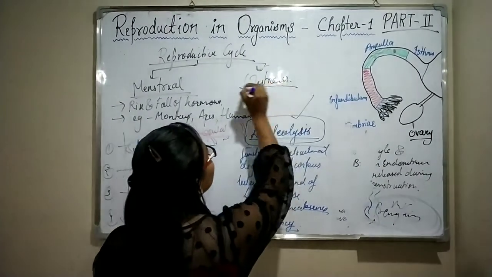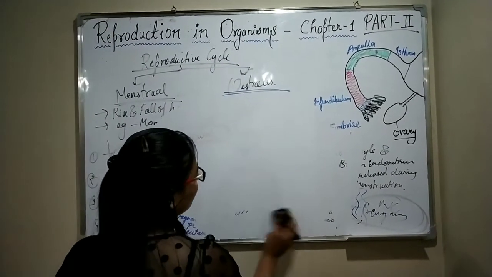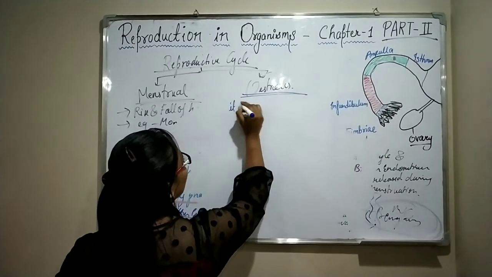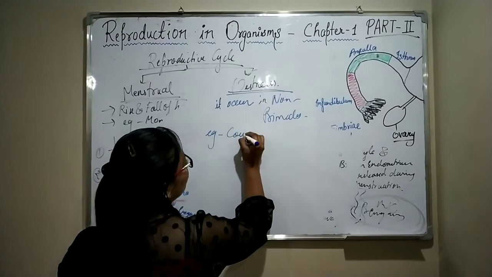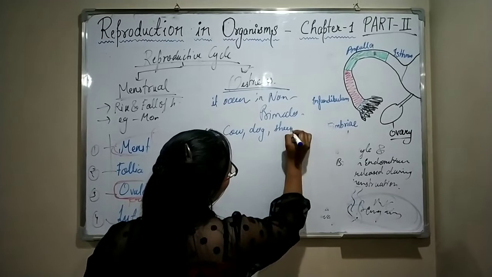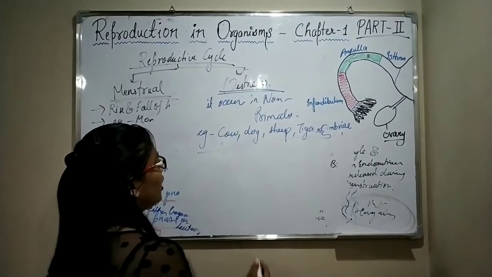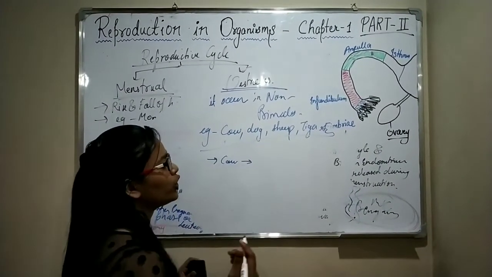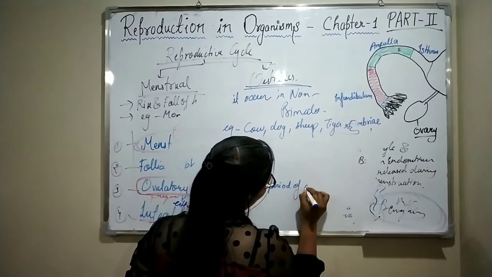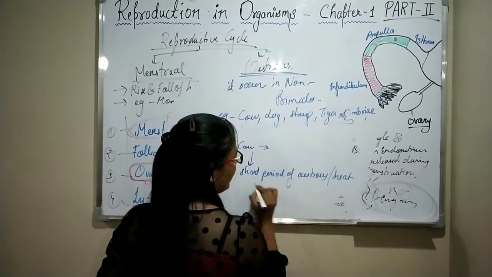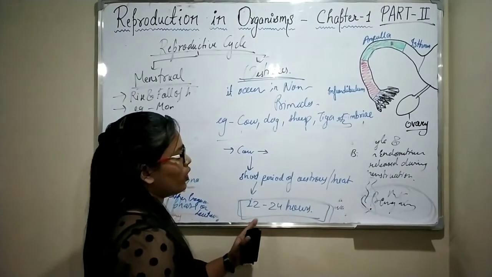Then comes the next cycle, that is estrous cycle. It occurs in non-primates, for example, cow, dog, sheep, tiger, etc. In these, estrous cycle occurs. If I talk about cow, cow has a short period of estrus. Estrus means heat. That is 12 to 24 hours. Only 12 to 24 hours of estrus or heat cow has.